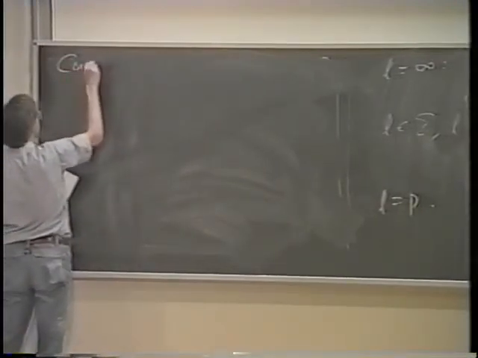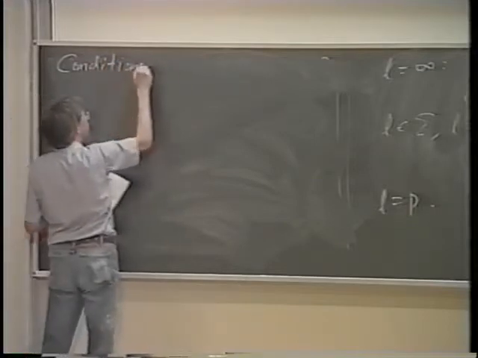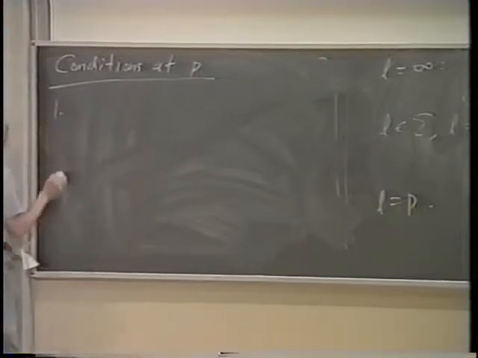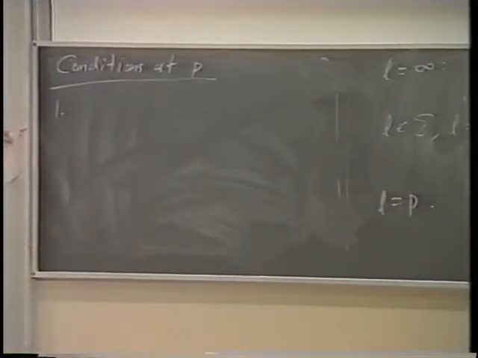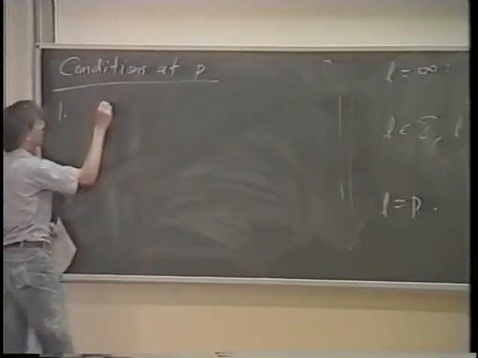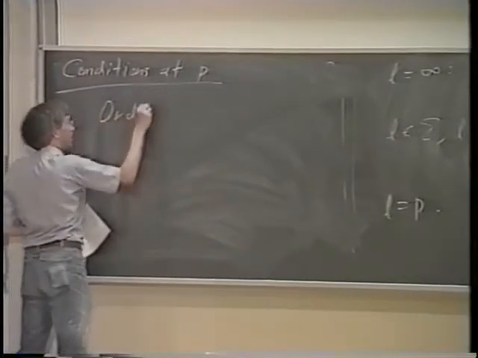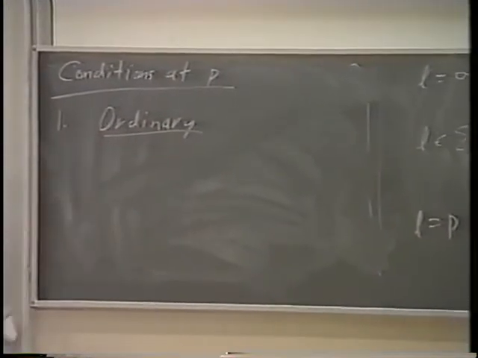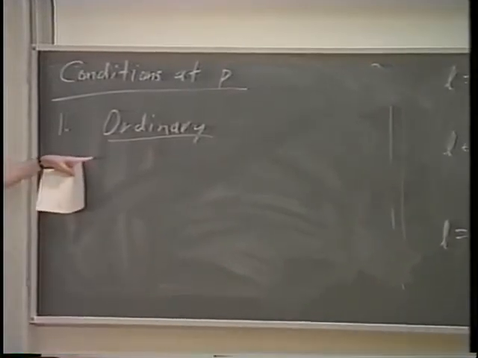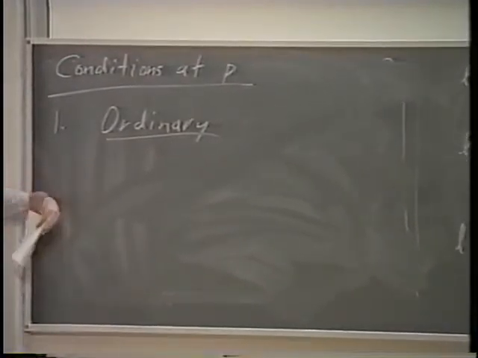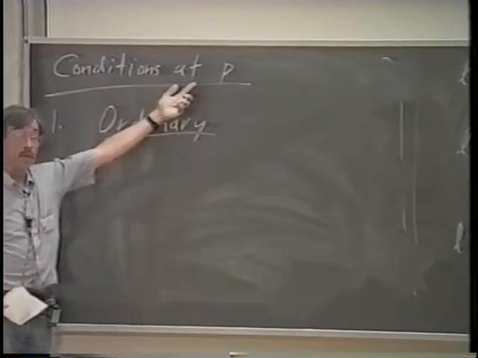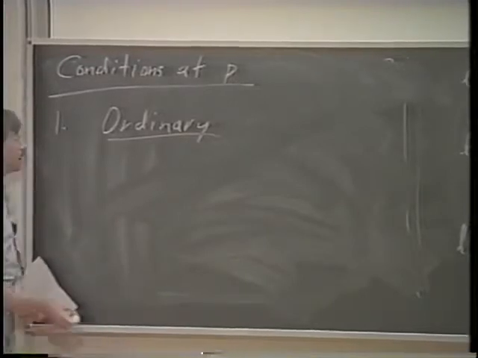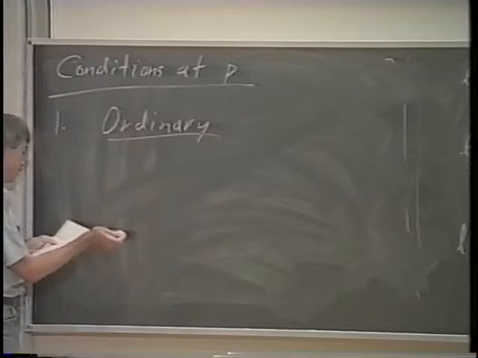So we have to do conditions at P. And the first one, though I feel sort of silly numbering it 1 because I probably won't do the others, is ordinary. What I'll be doing corresponds to an elliptic curve that has good reduction at P, and the good reduction is ordinary. And this is what the Galois representation will look like, as Brian mentioned in the previous lecture.